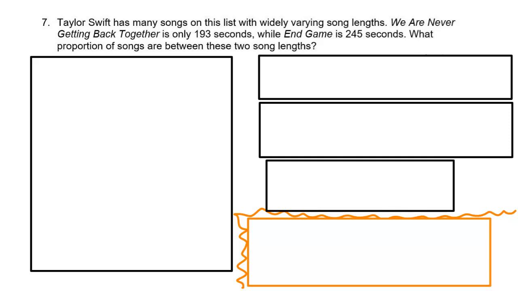Taylor Swift has many songs on this list with widely varying song lengths. We Are Never Getting Back Together is only 193 seconds, while Endgame is 245 seconds. Anytime they're giving me numbers in here, I'm underlining them, maybe it's not important, but I want to be able to come back and find it. Especially because these stats questions get real wordy. So I'm going to circle my numbers so that I can go back and find them easily. What proportion of songs are between these two song lengths?